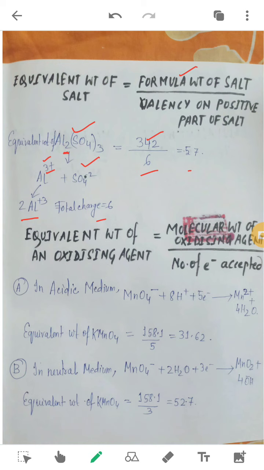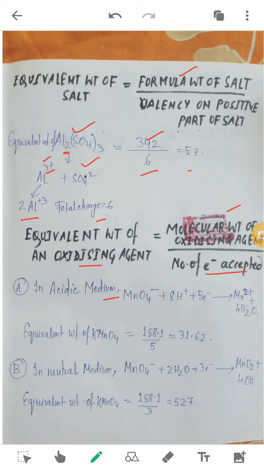Next, if we want to find out the equivalent weight of an oxidizing agent, how to find it? The formula is the molecular weight of the oxidizing agent divided by the number of electrons accepted. Now, you must be knowing that oxidizing agents oxidize others, but they themselves get reduced. So here you can see the reduction reaction happening.